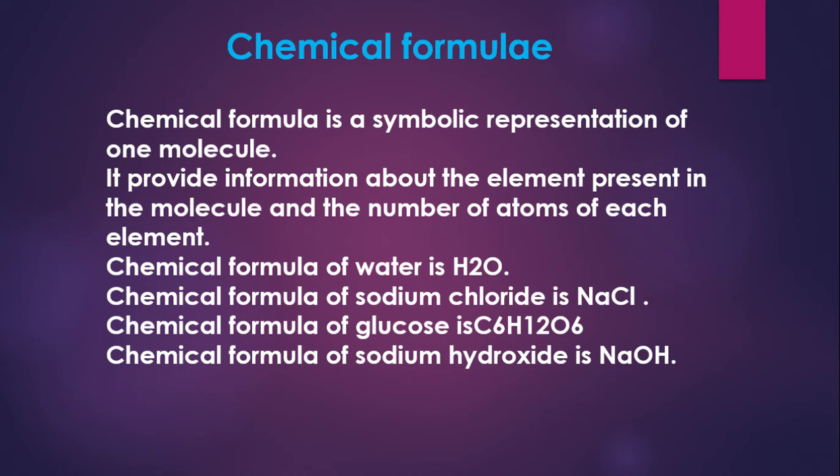Chemical formula. A chemical formula is a symbolic representation of one molecule. It provides information about the elements present in the molecule and the number of atoms of each element. The chemical formula of water is H2O. The chemical formula of sodium chloride is NaCl. The chemical formula of glucose is C6H12O6. The chemical formula of sodium hydroxide is NaOH.